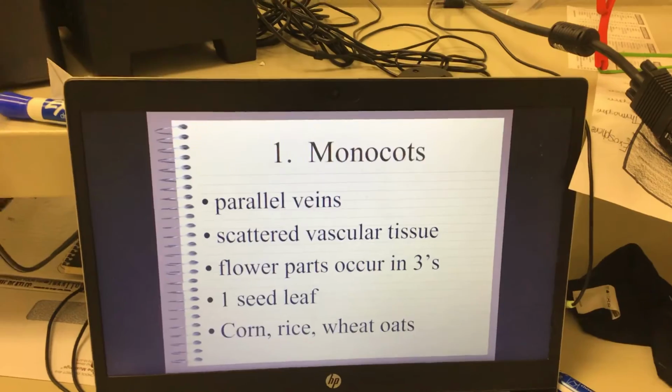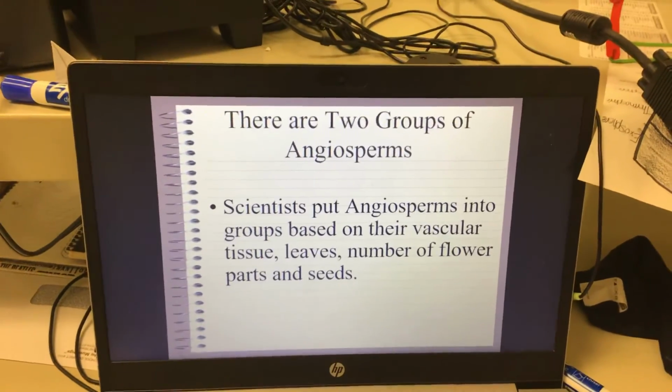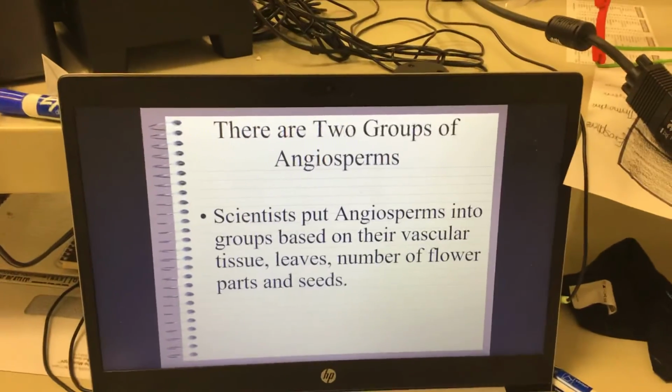2 types of angiosperms. We're going to stop there for today. We'll talk about monocots and dicots tomorrow.